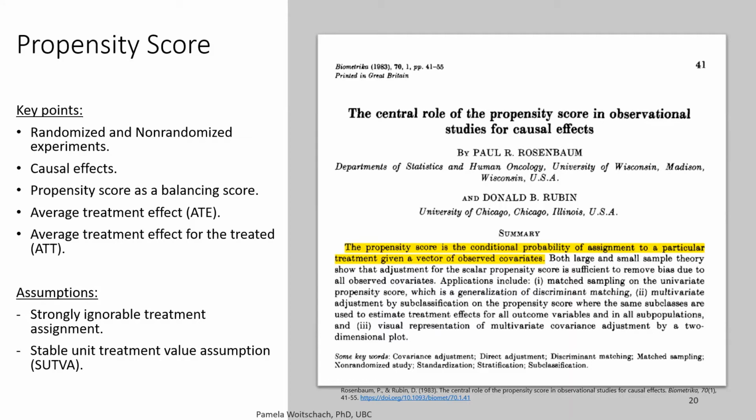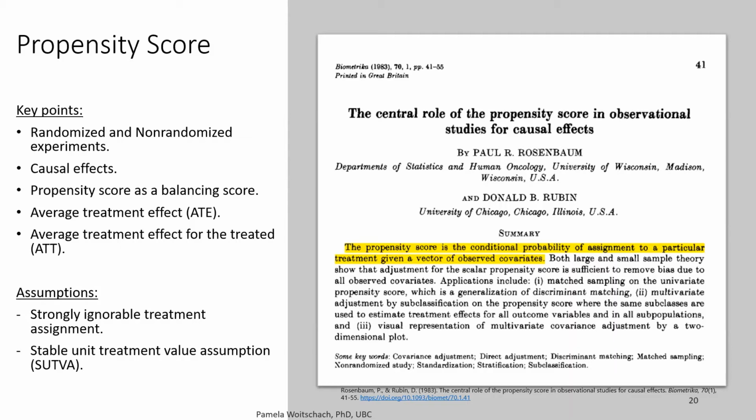Let's move now to two terms that we are going to be using when working with the propensity score. First is the ATE, the average treatment effect, which measures the difference in average outcomes between units assigned to the treatment and units assigned to the control. The ATE is the average at the population level. Then a second related concept is the ATT. The ATT is the average effect of treatment on those subjects who ultimately receive the treatment.